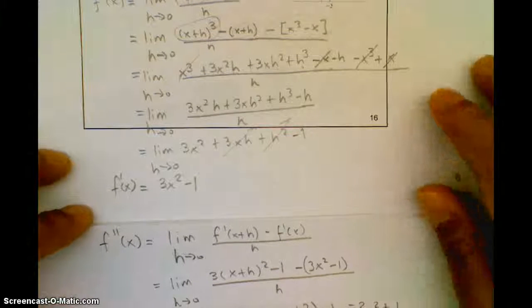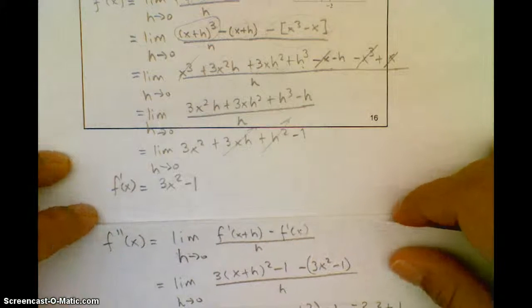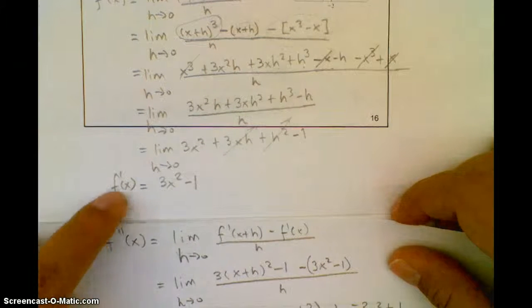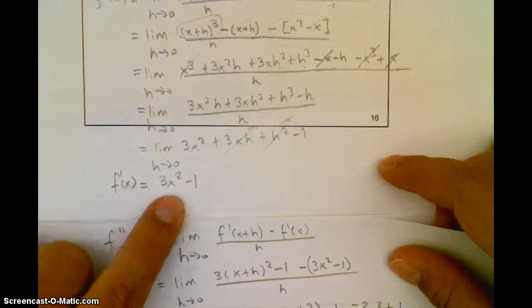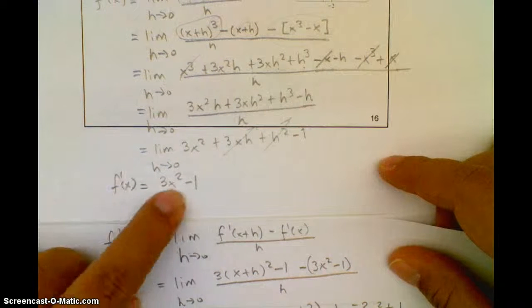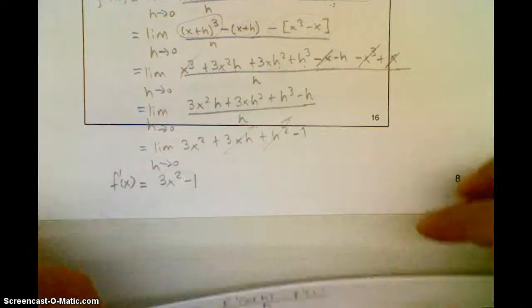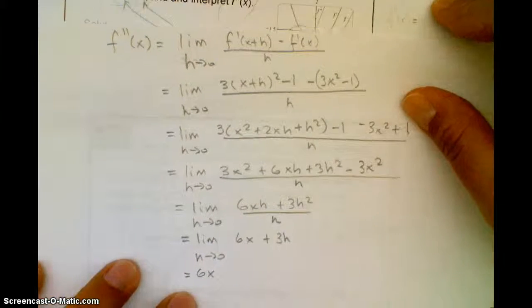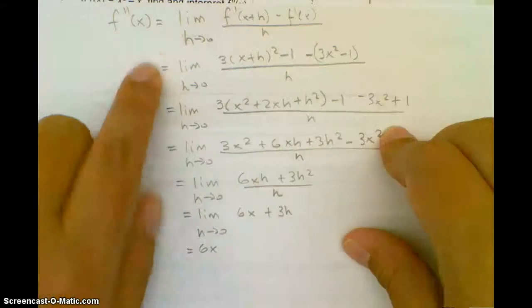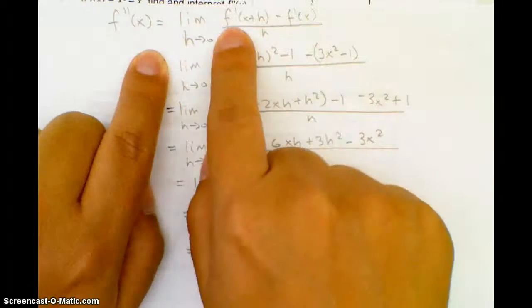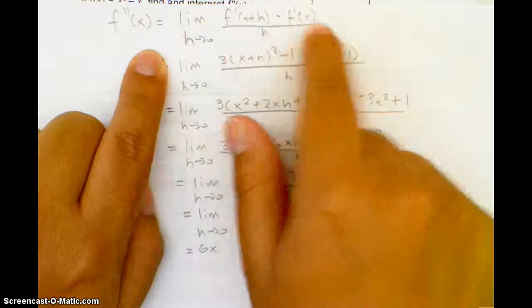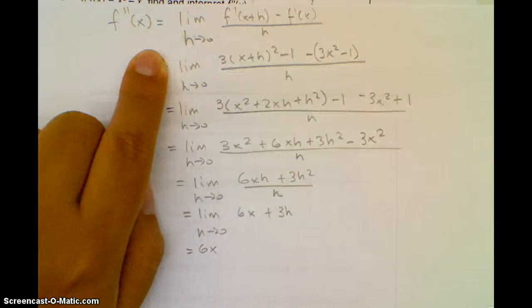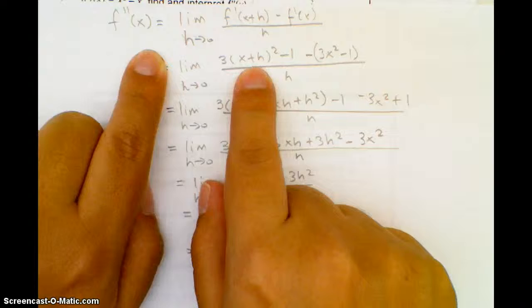Okay, so we're gonna find now the second derivative. I'm gonna use the first derivative. The function ended up being 3x squared minus 1, so now I'm gonna find the derivative of that function. And I set it up here as the limit as h approaches 0 of f prime of x plus h minus f prime of x.